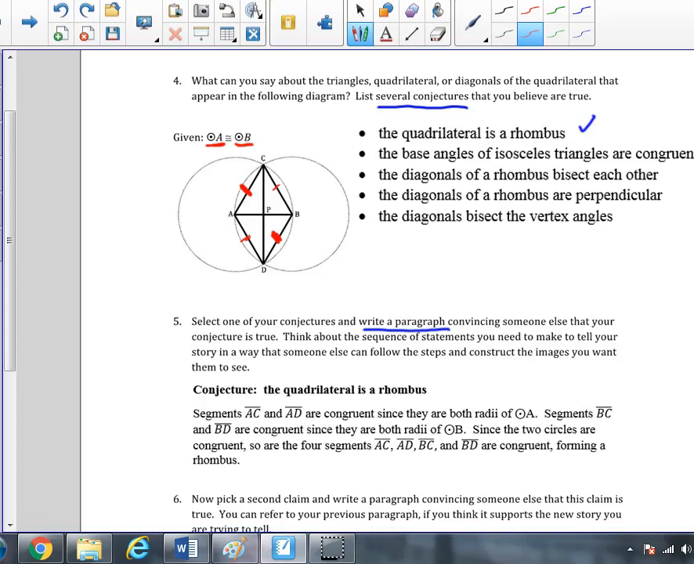Then we concluded that segment BC was congruent to segment BD because they are both radii of circle B. So since these two circles are congruent, which we were given in our initial information, we can conclude that all 4 of those segments are congruent: line segment AC, line segment AD, line segment BC, and line segment BD. And I have marked that as such on my diagram with 1 tick mark each. So based on our information that we discussed in the last lesson, we know that if all 4 sides are congruent, we can then conclude in this case that it would be a rhombus.